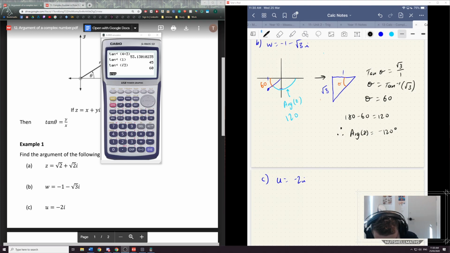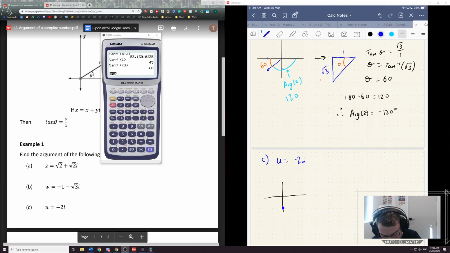Let's have a look at this. This is a unique case, isn't it? We have minus 2i. So on the real axis, which is this axis here, we've got nothing. Which means this complex number is only going to exist on the imaginary axis, which is going to be at minus 2i. You with me here? Now, if I was to try and turn this into a triangle, we did this in class the other day, a triangle with no side, that's real weird.